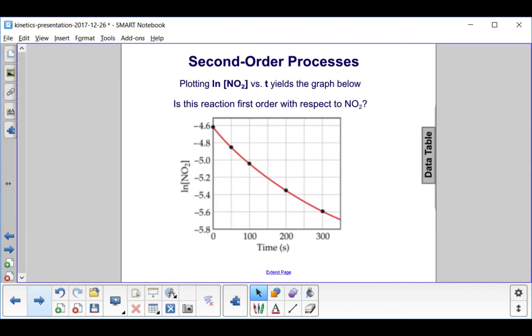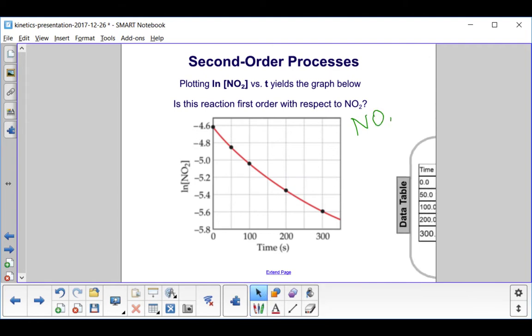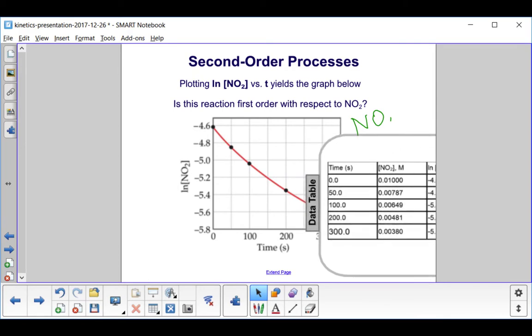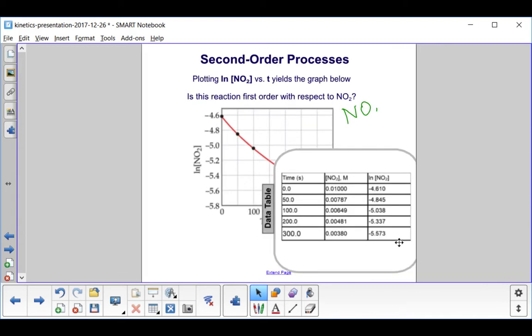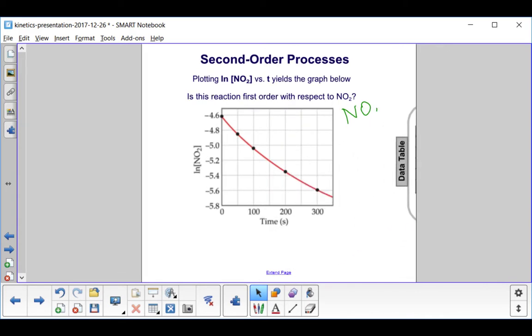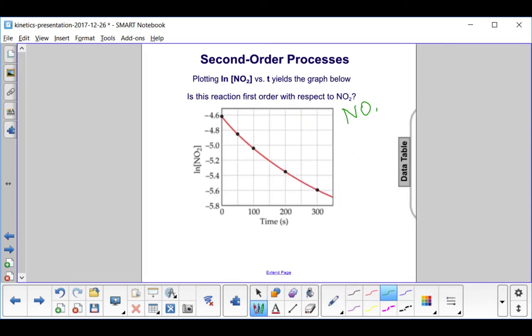Okay, so in the first graph, I plot the natural log of concentration, here concentration of NO2, versus time. So is this reaction first order with respect to NO2? And the answer is no. And why not? Because if it were, then this data, natural log of NO2 versus time, would be a straight line, okay? And so it's not first order because it's not linear. Okay, this data is not linear.